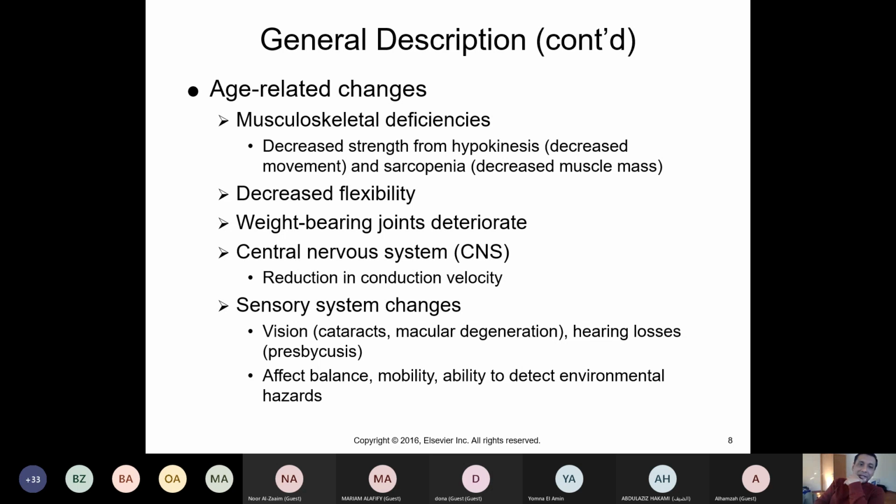There are also CNS changes, central nervous system changes. There's a reduction in how fast the nerve impulses move. So that's going to affect things. Again, you tend to see this change in geriatric patients as well.